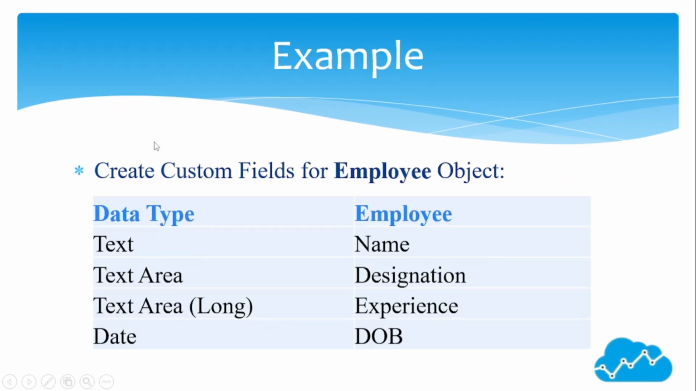So as an example, we are going to create custom fields for the employee object. Here 4 fields we are going to create: name, designation, experience, date of birth. For name field, I had taken data type text. For designation, text area. For experience, text area long. For date of birth, I had taken data type date.